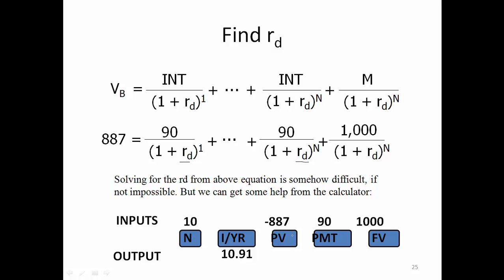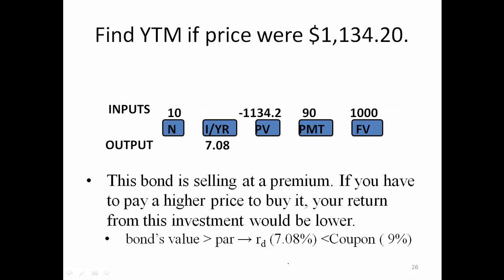So what you can do is input the price, $887, as a negative number into present value. Remember, this is how much you have to pay. And then as what you can receive, which is cash inflow, you have $90 each time for 10 times. And by the end of the 10th year, you have another $1,000. So you put this $1,000 as future value. And then you compute for the IY. It turns out IY is 10.91. That means every year on average, you are getting a return of 10.91%.